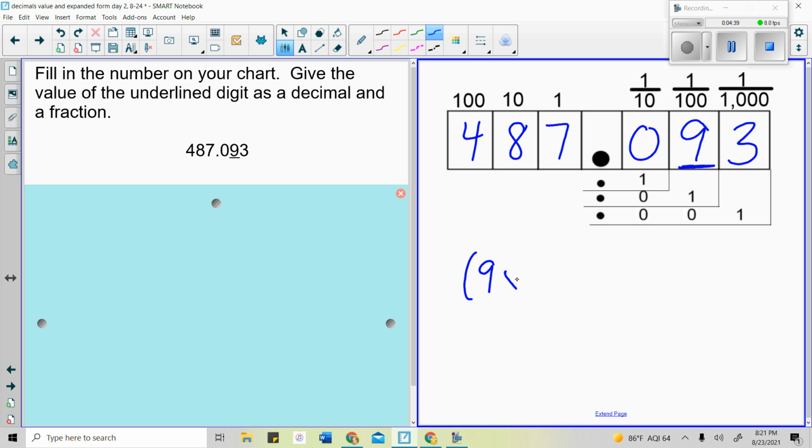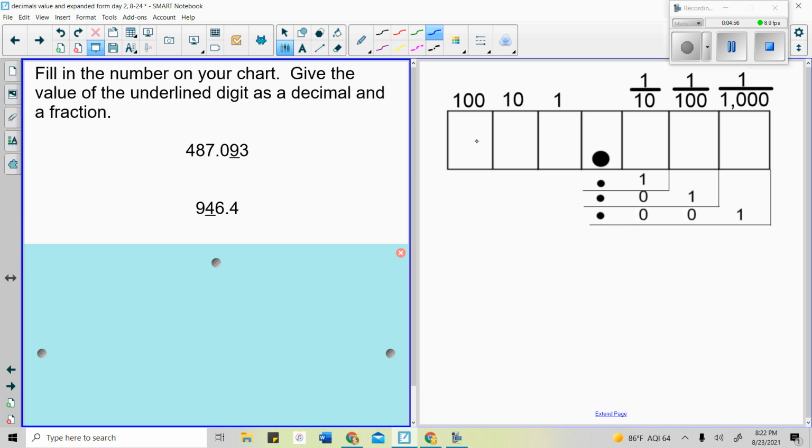Now, did you get 9 times 1 over 100? And then the decimal form would be 9 times 0.01. That would be 100th, and then we want to put a 0 there as well. Okay, now let's go on to the next one.